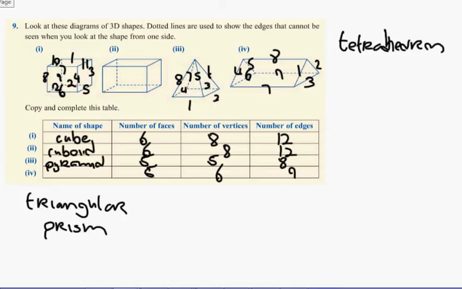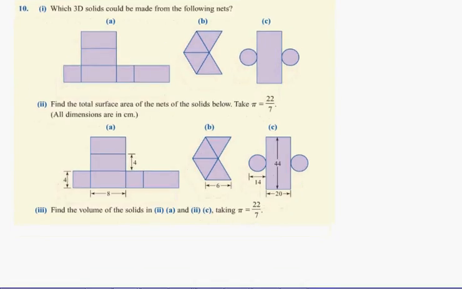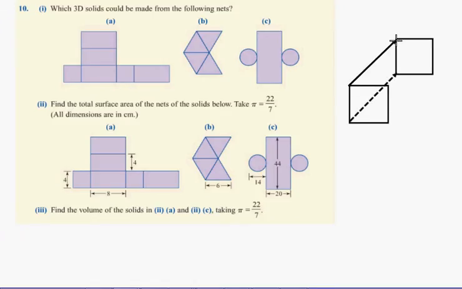That's the best way. Now, number 10. Which 3D solid is made from the following nets? Well, A is definitely a box, because you fold that up and it's going to turn into something like this, a cuboid or a box. When it folds up, it's going to look something like this. There's the hidden corner, the hidden edge, if you will, and there's the other edges there. So that's what it's going to fold up into.